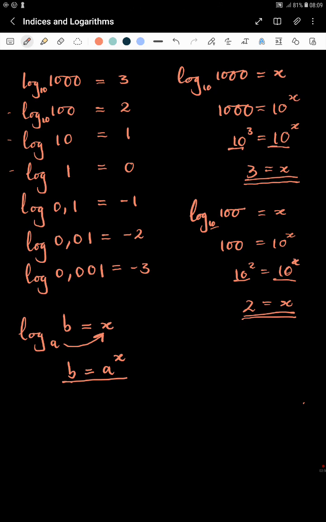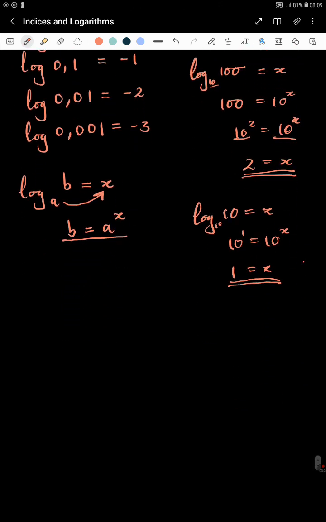We go further, we say log to the base of 10 of 10 is equal to x, and we say this 10 is equal to the base of 10 raised to the power x, and if it's not specified here, we know it's raised to the power 1, and 1 is equal to x, which means the power is equal to 1. So if you raise 10 to the power 1, you get 10. If you raise 10 to the power 2, you get 100. If you raise 10 to the power 3, you get 1000.